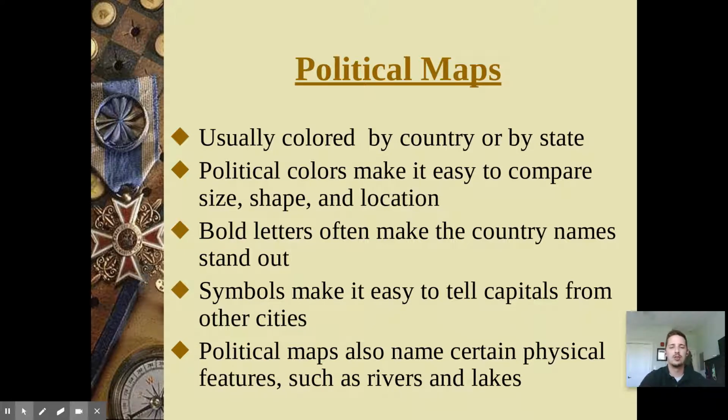Political maps also name certain physical features such as rivers and lakes. On a political map, it's got to be pretty deep, pretty big, pretty important to be labeled. Like the Mississippi River would be one. The oceans obviously would be some. But they don't get too into physical features on political maps.